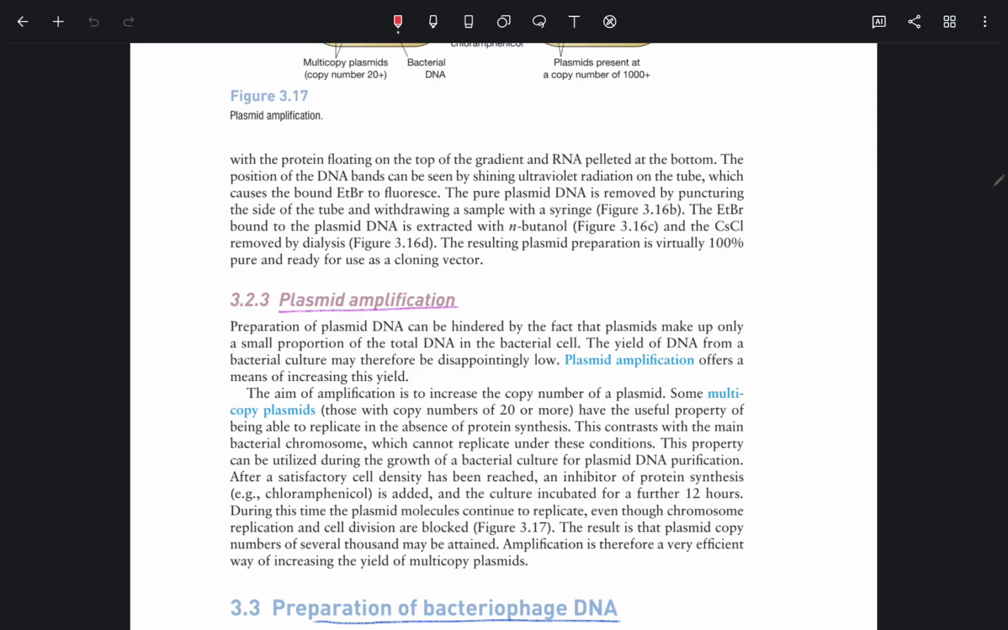Plasmid amplification. Preparation of plasmid DNA can be hindered by the fact that plasmids make up only a small proportion of the total DNA in the bacterial cell. The yield of DNA from a bacterial culture may therefore be disappointingly low. Plasmid amplification offers a means of increasing this yield. The aim of amplification is to increase the copy number of plasmids. Some multi-copy plasmids have the useful property of being able to replicate in the absence of protein synthesis.